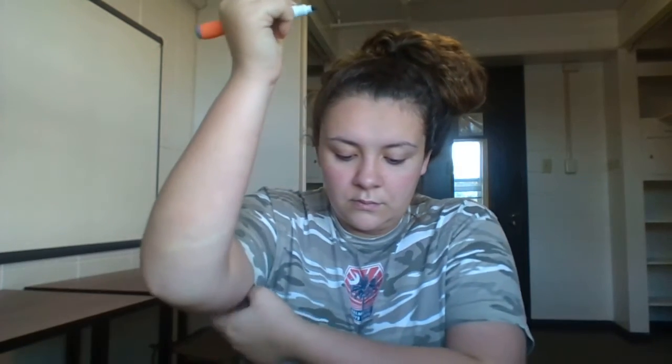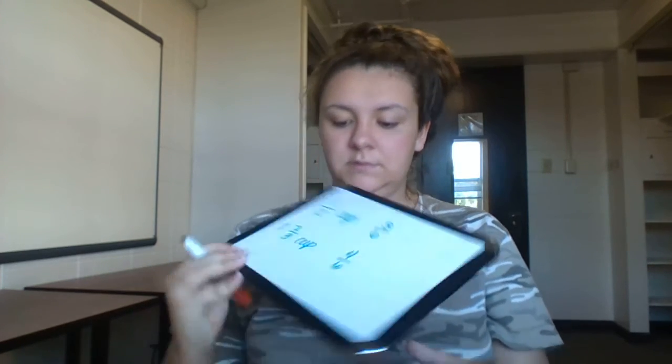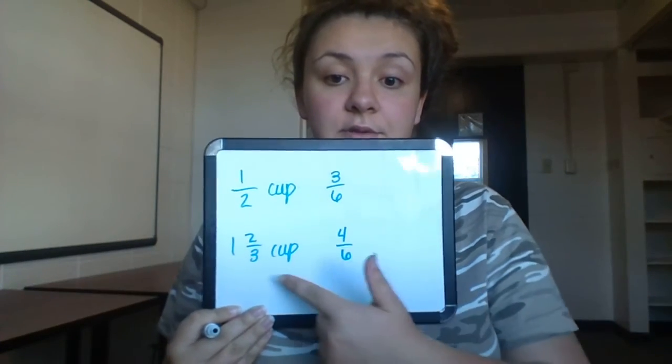So 1/2 is 3/6, and 1 2/3 would be, well, we'll do 2/3 first. So 2/3 would be 4/6. So 4/6 is equal to 2/3, and then with the 1, it would be 10/6.